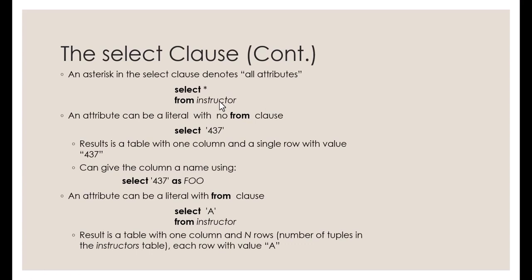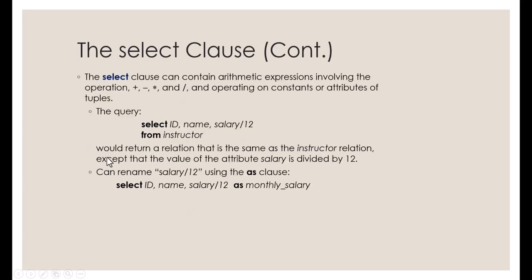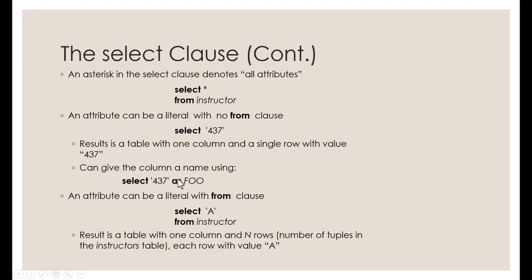Okay, you can also have a literal from clause. So select 437 is an option. This result is a table with just one single column and one row, and that will have a value 437. You can rename this by using the keyword as. So select 437 as foo. Okay? So you can give it a name for this column.